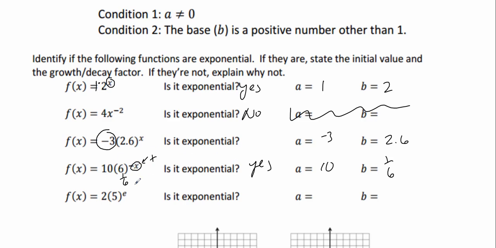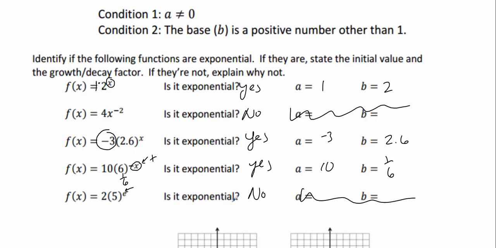There's going to be multiple problems where you're going to see a negative there and you've got to adjust. And then this last one, we don't even have an x. We have this letter e. This letter e stands for a number that's used for continuous compounding interest. So this actually is a number. So there's no variable x here, so this is not exponential. So I'm sorry, this one was yes. Okay, so that's a no. That one is not exponential, therefore they won't have a and b.